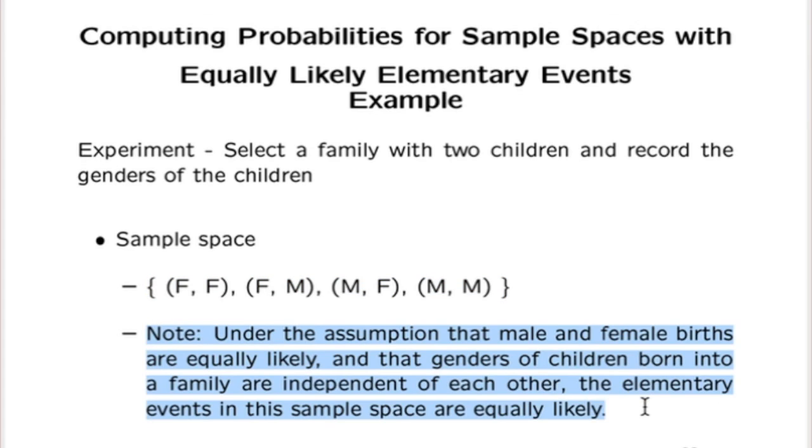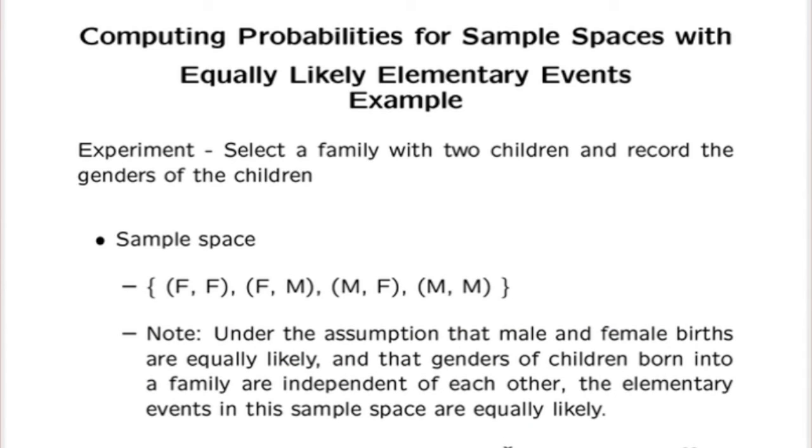Now, we need to know something about the assumptions. We haven't used the word fair here or anything like that, but we're going to make some assumptions that are probably pretty reasonable. Under the assumption that male and female births are equally likely and that genders of children born into a family are independent of each other, the elementary events in the sample space are equally likely. We're not going to prove that, but it is based on those two assumptions.